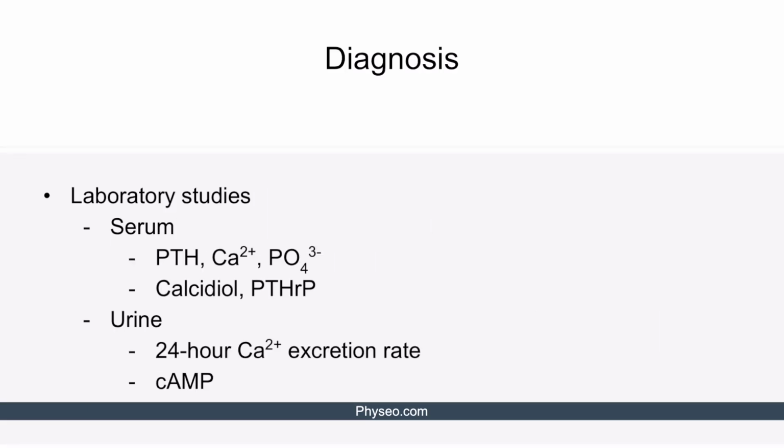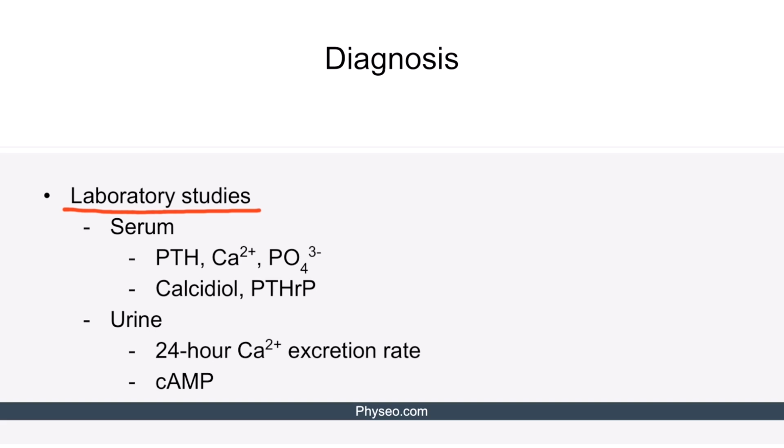Let's talk about the diagnosis of hypercalcemia now. We'll start with the laboratory studies. In the serum, one should measure PTH, calcium, and phosphate. Measuring PTH is the most important initial test to differentiate whether the patient has PTH-dependent or PTH-independent hypercalcemia.